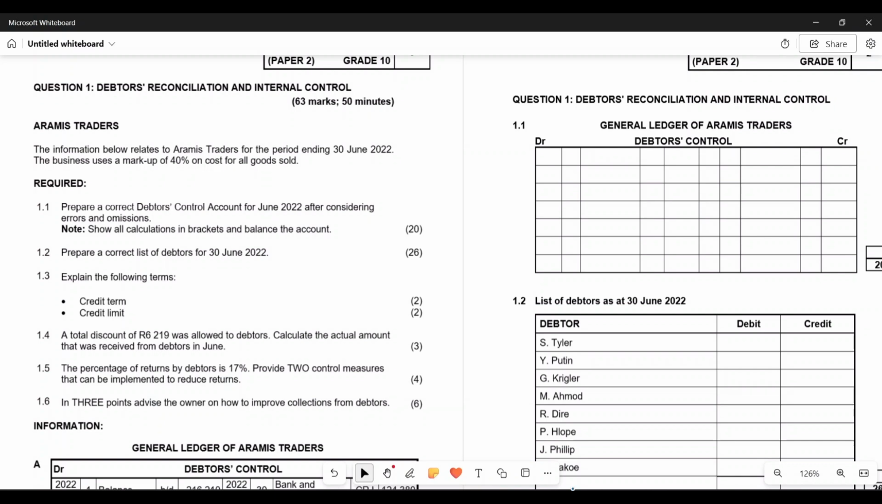So in this video, we're going to be looking into an exam question relating to debtors reconciliation. To be specific, this is from your previous question paper, the 2022 November paper. Starting off with the first question, they say Adams Traders' year end is on 30 June 2022, and the business uses a markup of 40% on cost.